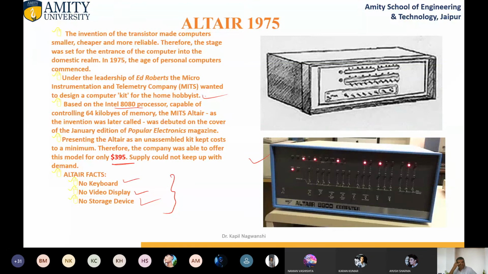Supply could not keep up with the demand because it was a very new kind of system and a new kind of personal computer, and they had never thought about how high the demand would be for this particular device. But the other facts are that no keyboard, no video display, and no storage devices were included. So we needed to purchase a video display, a storage device, and a keyboard additionally. With this, it will run very clearly.